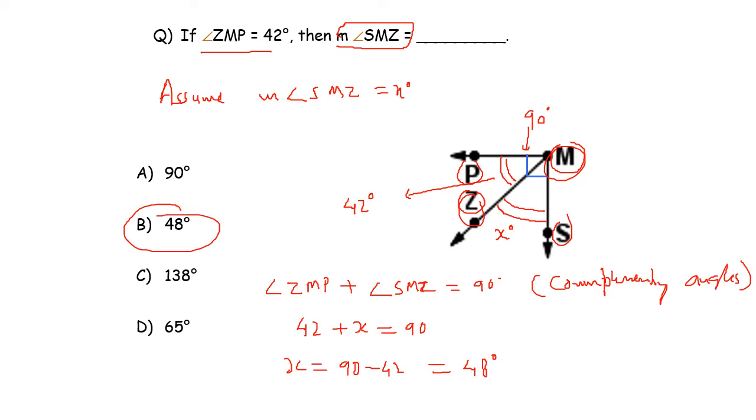So in the previous question, the sum was 180 and here the sum is 90. So actually you have to guess this with the help of the diagram.